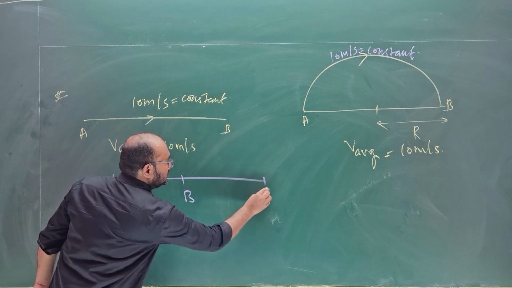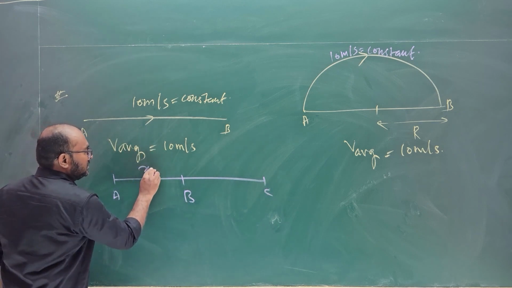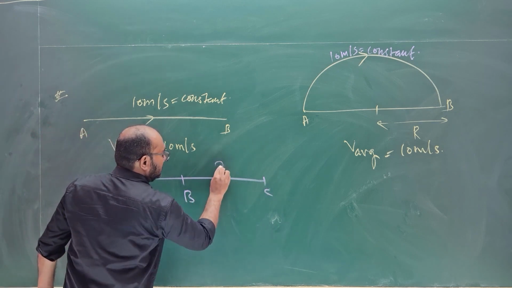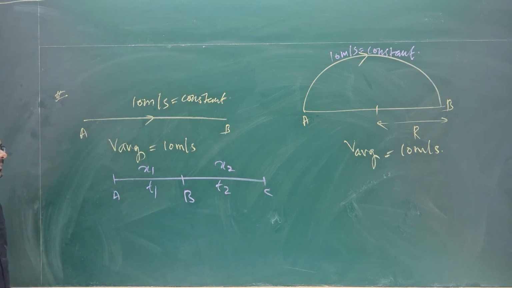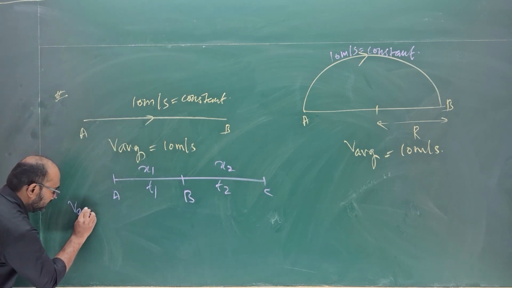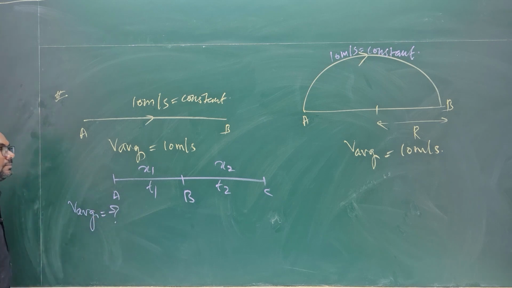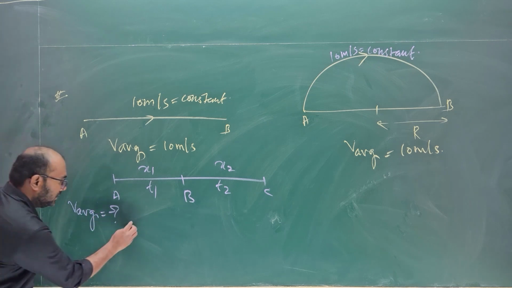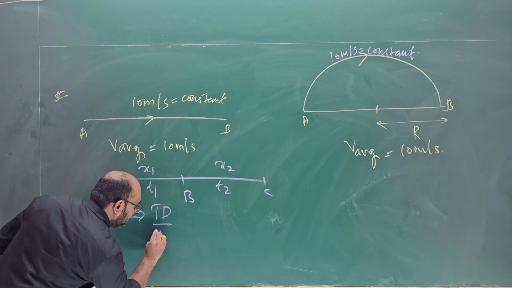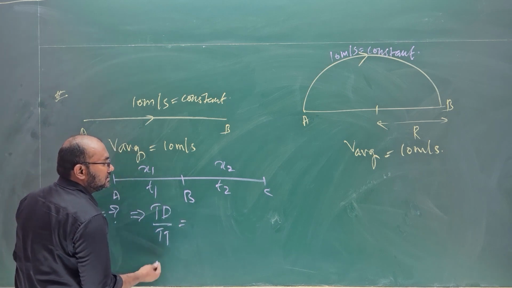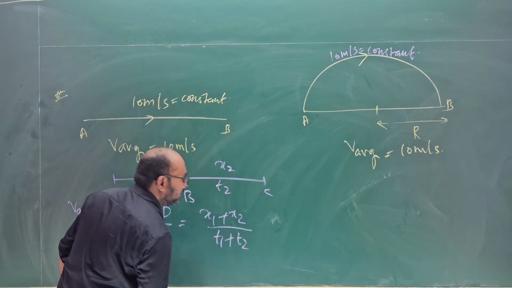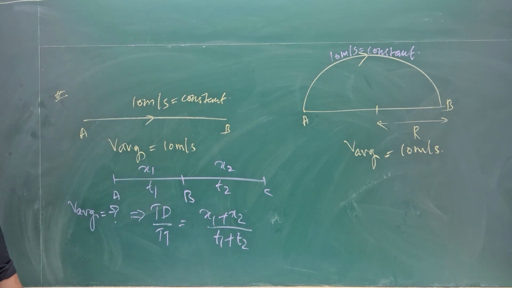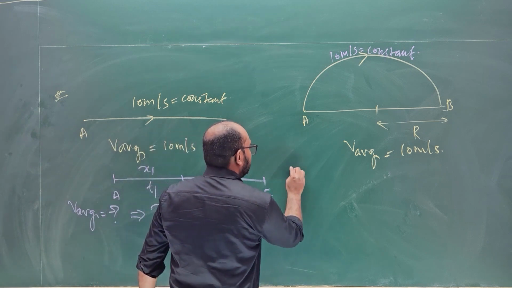A, this is B, and this is C. A to B distance is given x1, B to C is x2, time taken t1 here, time taken t2 here. Tell me V average. V average is total distance upon total time. Total distance is how much? x1 plus x2 divided by t1 plus t2. Yes or no? Similarly, next one.